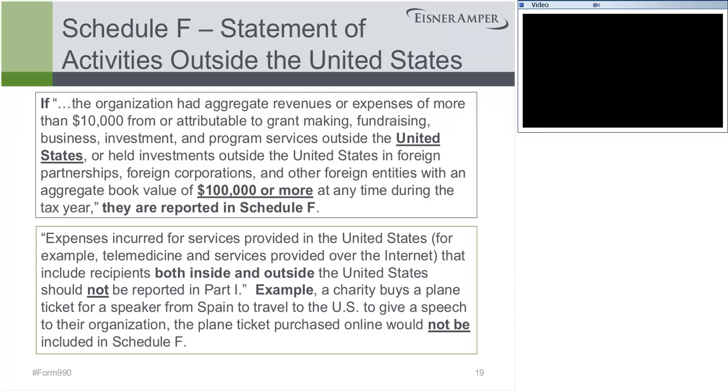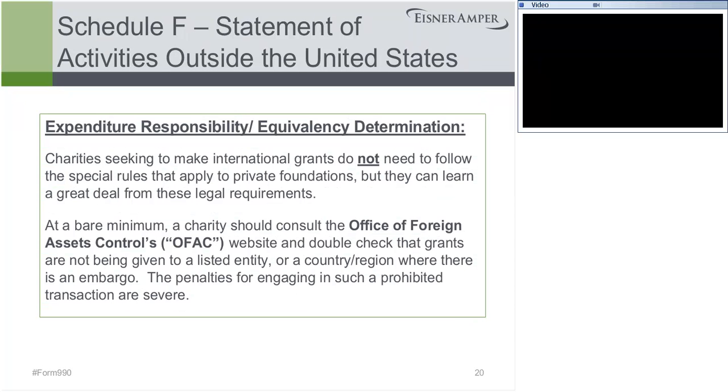And it gets a little bit confusing, certainly, because, you know, maybe you're staying at the Marriott in Kenya, but you made the reservation online, and does that count? And so, you know, you have to obviously make a judgment call, but really it should be dollars spent while in that country. And here I just mentioned again, expenditure responsibility, equivalency determination, the fact that nonprofits are not required to do that, but of course checking the OFAC website is a good idea and a good policy.